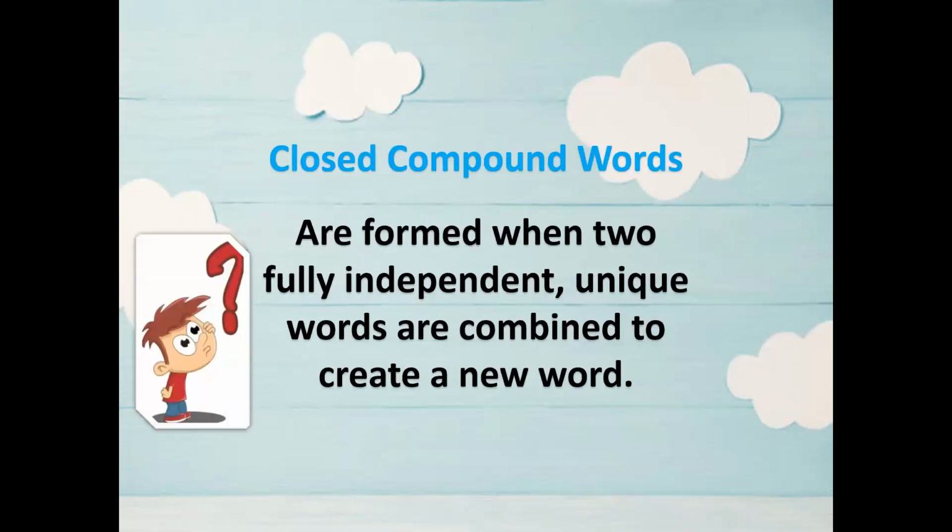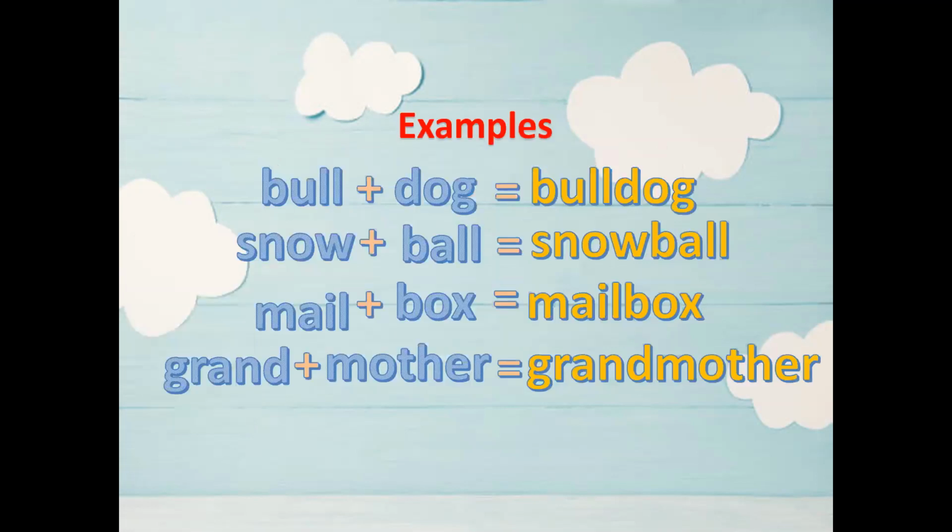First of all, we have closed compound words. Okay, we need to keep in mind that when we say closed compound words, we are referring to two words that are formed when two fully independent words are joined. You have bull plus dog is equal to bulldog. As you can see, we are creating a new word with its own meaning. Okay, bull is the first word, and the second word is dog.